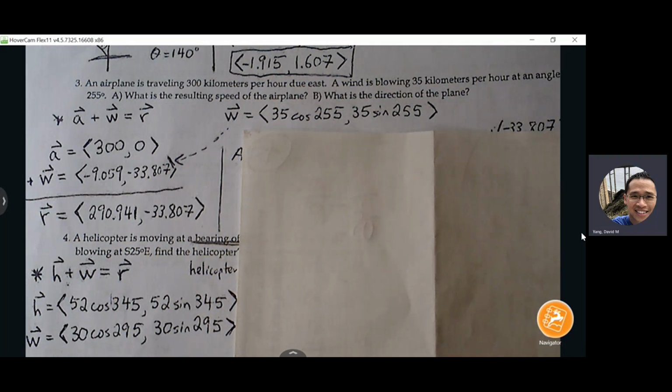And then once you have your resultant vector, everything that you need is going to come from the resultant vector, right? You can use the Pythagorean theorem to get your resulting speed and then your direction. Look to see where that resultant vector is pointing, whichever quadrant it's in. Use inverse tangent and then add or subtract 180 or 360 to get to your standard position.